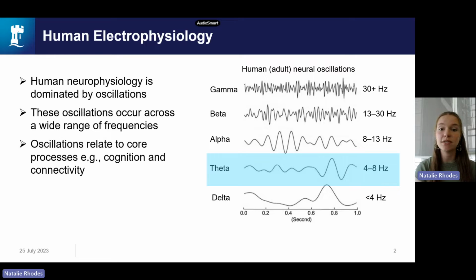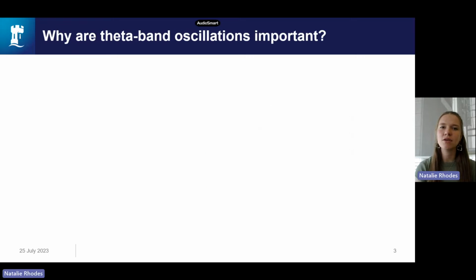But today we're going to be focusing on the theta band, which is from 4 to 8 Hz, so relatively low frequency. And so theta is a marker of cognition. We see it in working memory tasks, which is what we're going to be talking about later, but it also has some other interesting relevance.